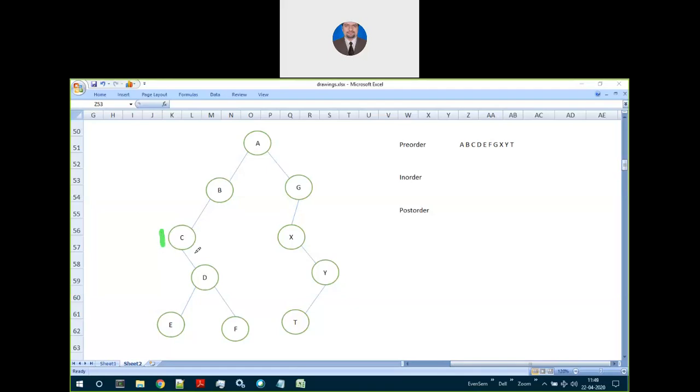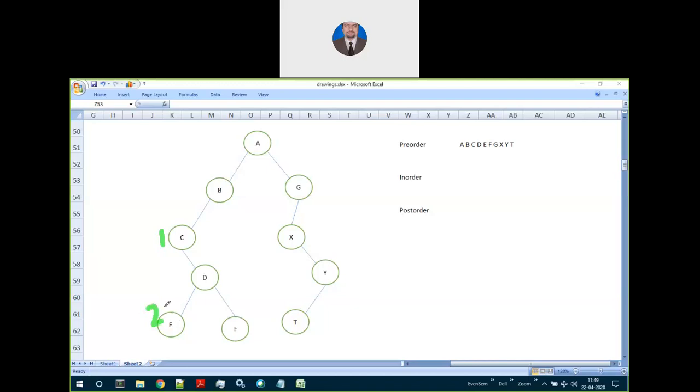Then what is left out? The right side. In the right side, what do I have? I have D here. Now, is this D making a subtree? Yes, it is making a subtree with E and F. So I cannot visit D straight away. I have to first visit its left. Yes, its left is present here. What is the left here? E. So I have to read E next.